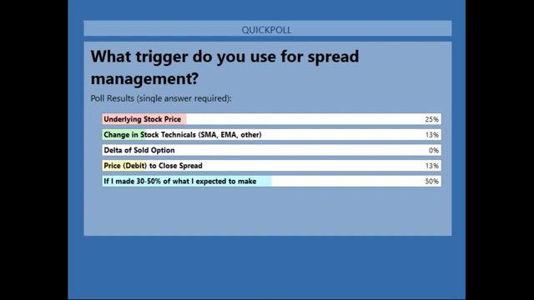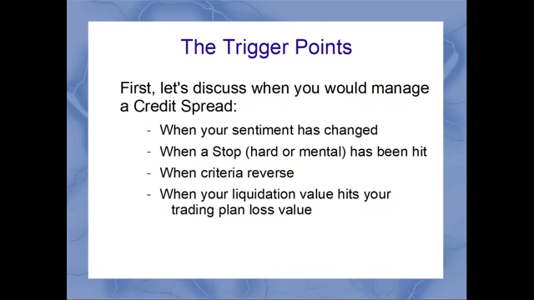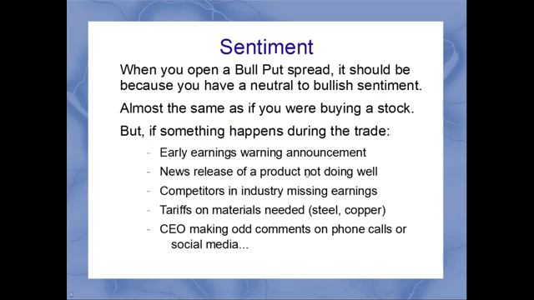If 50% of you are looking to close the spread, if you made 30 to 50%, I think 50% is usually the standard that's being taught out there of what you expected to make. I'm going to talk about that. There's nothing wrong with doing that, absolutely. But we're going to talk about that in a certain respect as well. So let me hide that poll and let's move on.